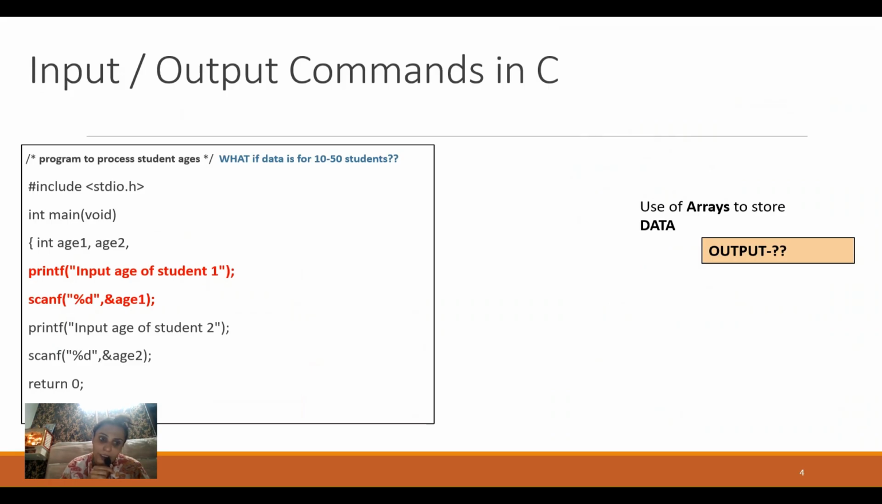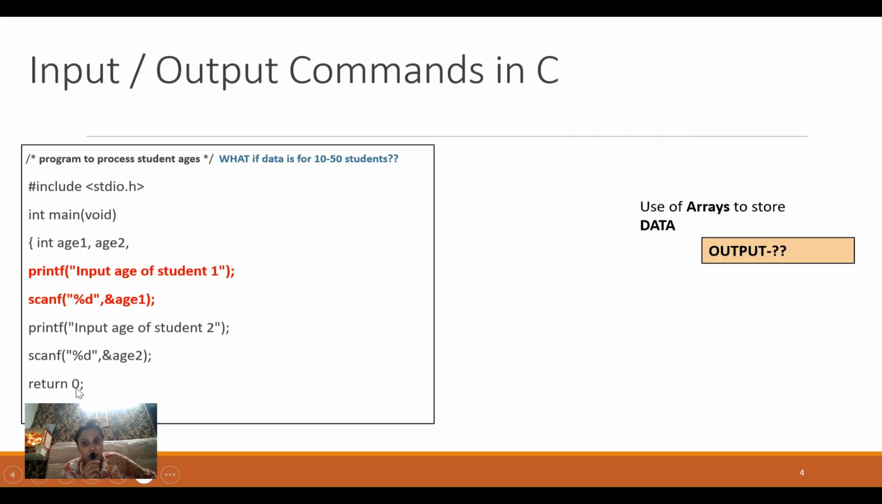Then we are printing on the screen input age of student 1 and scanf. We are taking the age from the user as age1, and then in another two statements we are taking the age of student 2 and then return 0. Now, can anybody say why it is returning 0? If you see the second line where it is declared int main void, the return type is integer, and therefore we have to return some integer here. So here it is 0, it could be 1, 2, 3, or anything, right?